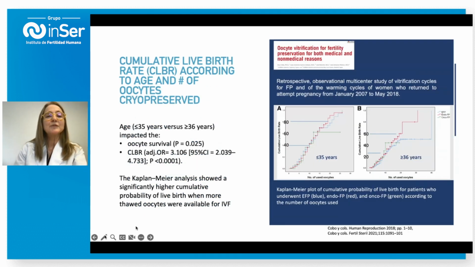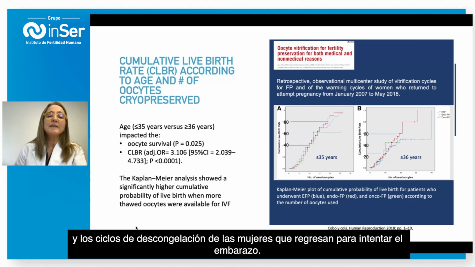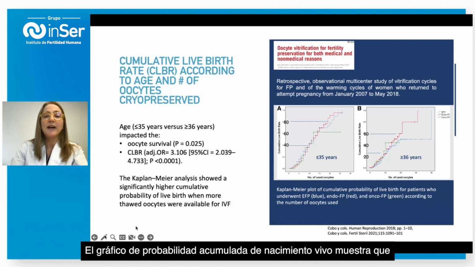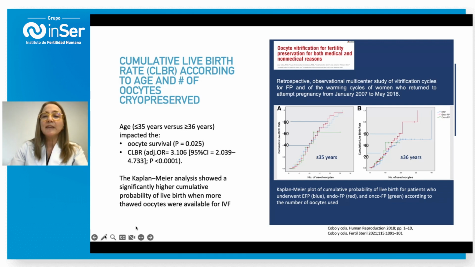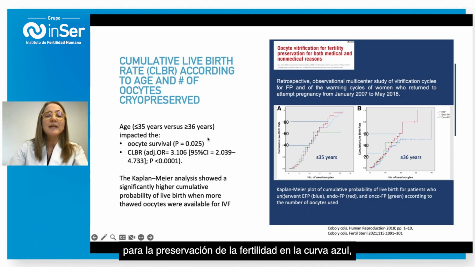This retrospective multi-center study of vitrification cycles for fertility preservation for various reasons, and on the warming cycles of the women who returned to attempt pregnancy over an 11-year period, using this Kaplan-Meier plot of cumulative probability of live birth, shows that the probability of a live birth is basically the same regardless of the indication for fertility preservation.